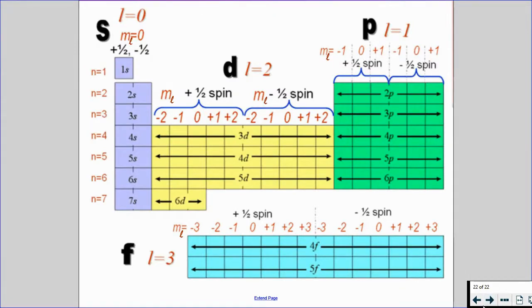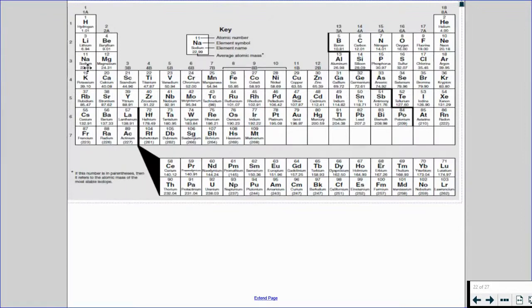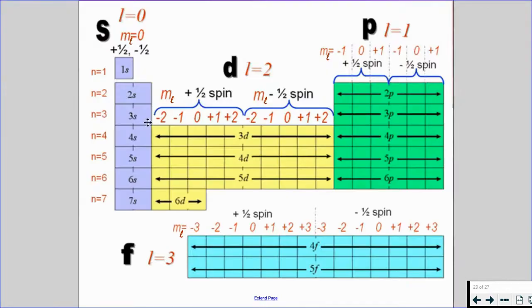This diagram shows us that if we know the location of an element on the periodic table, then we can describe the 4 quantum numbers of the last electron of any atom in the periodic table. So what would the 4 quantum numbers be for the last electron in sodium? Looking at sodium's location on the periodic table and using this chart, we can see what the 4 quantum numbers are.